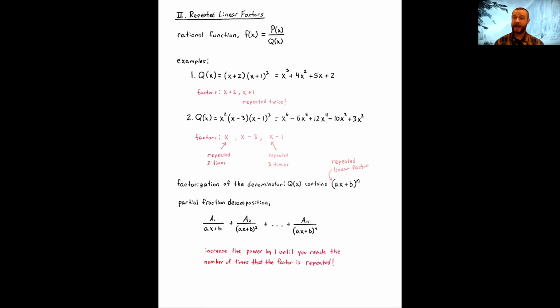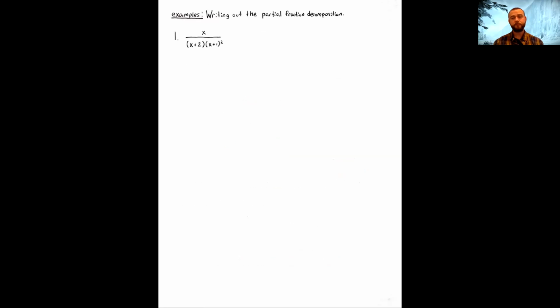All right, now if the exponent on that repeated factor is very large, you get a large amount of partial fractions. Typically, for most problems, the exponent on a repeated factor will be 2 or 3. All right, I realize this probably won't make much sense, but let's take a look at some specific examples.